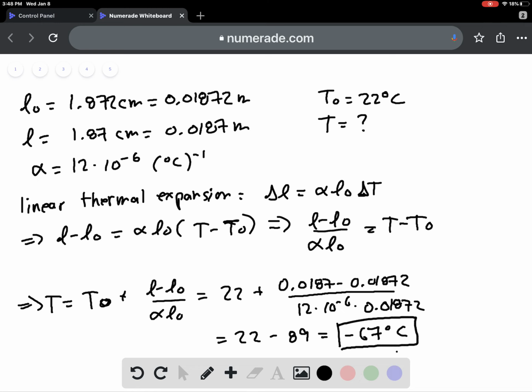So there are two things to see from this. First of all, minus 67 is cold, as we expected from dry ice. And this comes from the minus 89 in the equation, which comes from the fact that L is smaller than L0. So it means that we need to decrease the temperature. And of course, that's what we expected. So the answer is that the dry ice must be at minus 67 degrees Celsius for the rivet to fit in the hole.